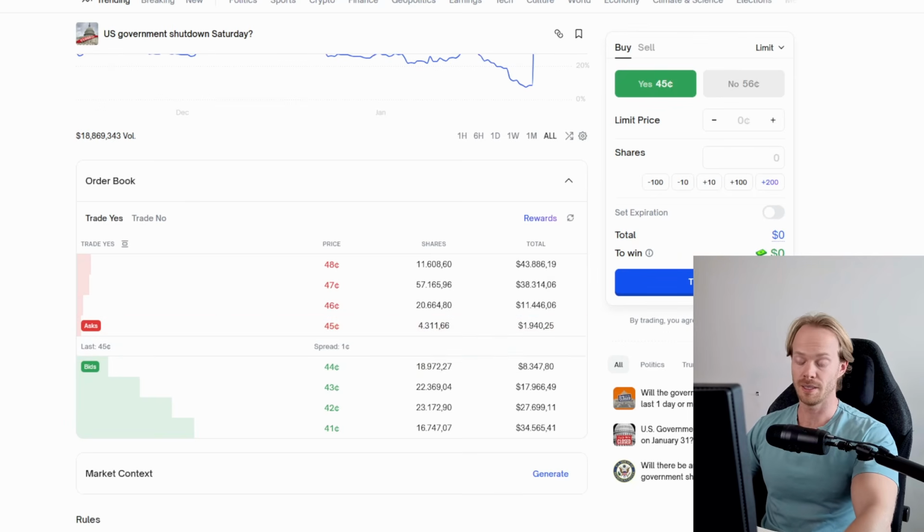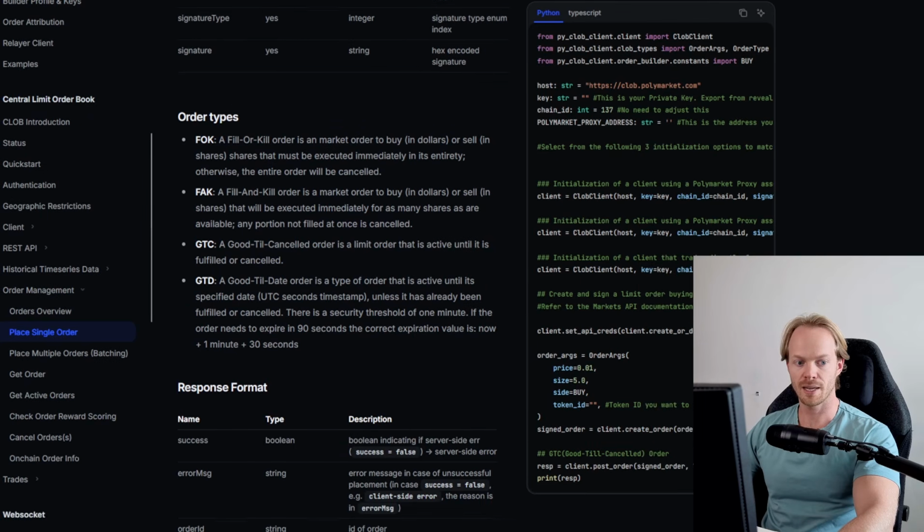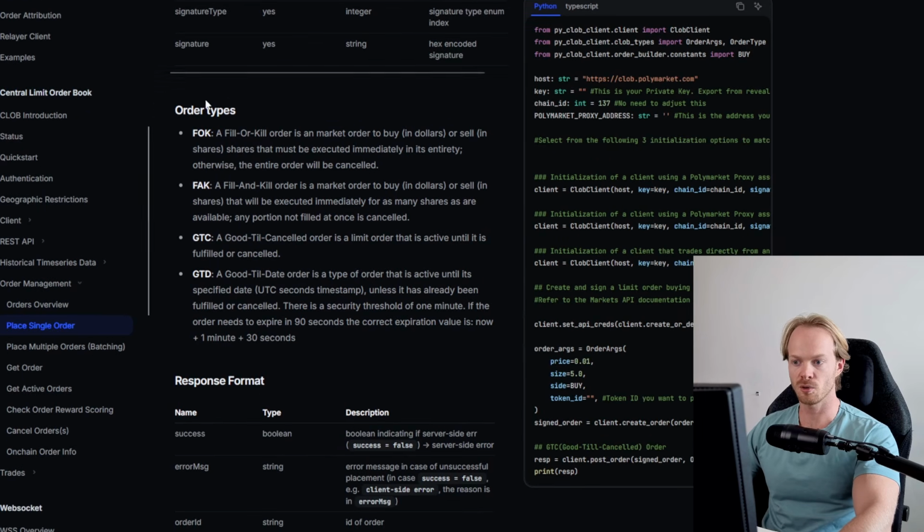This is very important when you are implementing your stop loss and take profit, which is very relevant when doing trading bots. So when implementing a stop loss, we also want to understand the different order types. If we look at Polymarket's documentation, there are different order types. You have an order type called fill or kill, which is a market order to buy in dollars or sell in shares. Shares must be executed immediately in their entirety. Otherwise, the entire order will be cancelled.